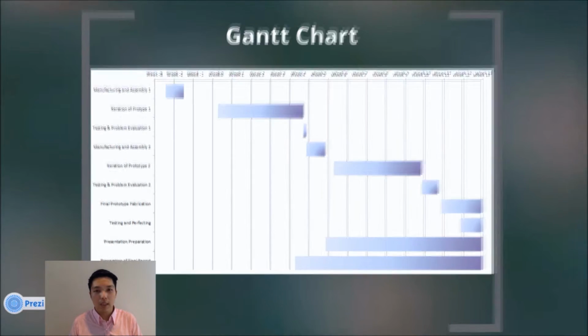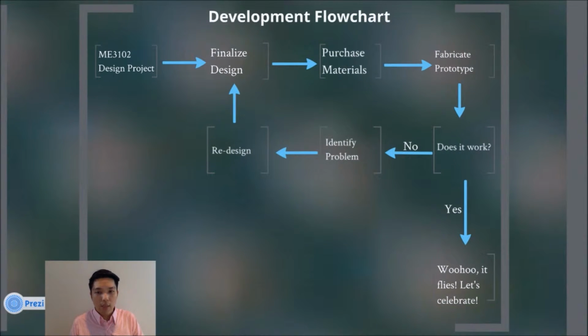And next would be the developmental flowchart. As this project is a more practical, hands-on one as compared to 3101, which was mostly theory, most of our work this semester was manufacturing the ornithopter itself. And if the finished product didn't work, such as it didn't flap properly or didn't fly, we would do a review of the ornithopter, identify the problem, redesign and rebuild it. And we actually did this many times until the final product, which could fly.